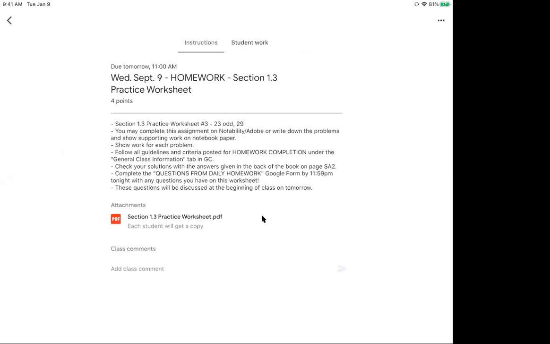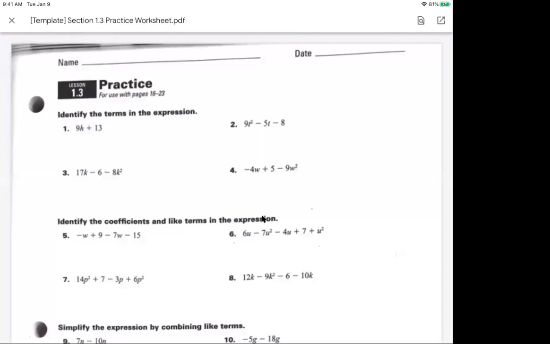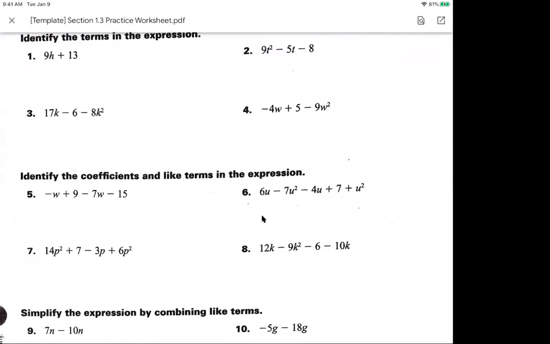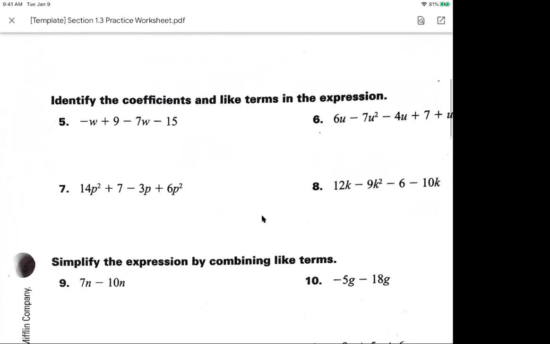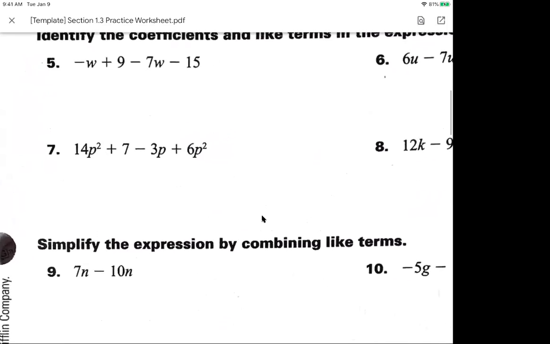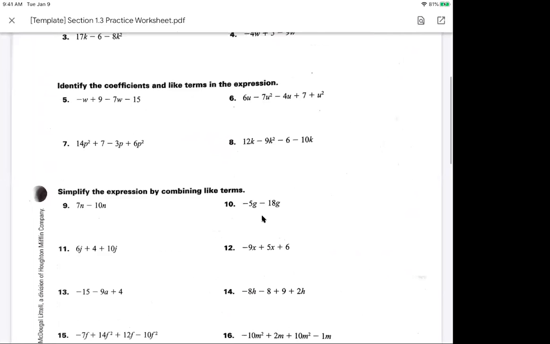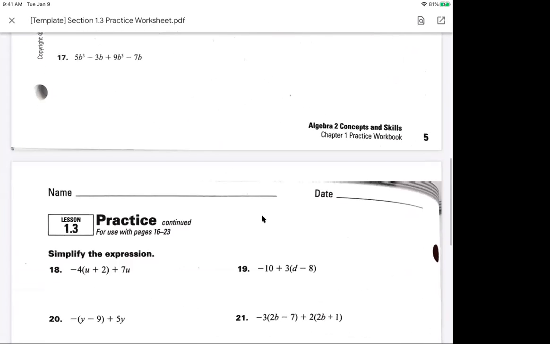All right, so your homework today is a worksheet, and this is exactly what the assignment looks like that's posted in Google Classroom. You can see that you don't have to do the whole worksheet, so you're doing 3 to 23, just the odd problems, and then only number 29. And I'm going to click on the worksheet so you can see what it looks like. So you see that there is space underneath for you to write. Just try and be as neat as possible if you are using the worksheet and you're using Notability or the Adobe app. So this is exactly what the worksheet looks like.